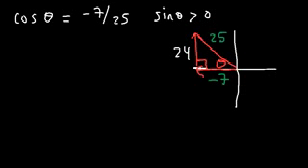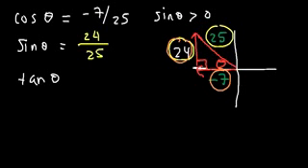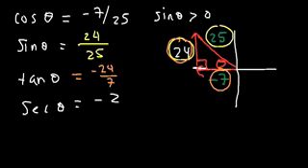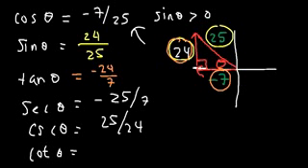So now that we have cosine, we can find everything else. Sine is opposite over hypotenuse, so it's going to be 24 over 25. Tangent is the opposite side divided by the adjacent side, so it's 24 over 7, but negative. And secant is 1 over cosine, so it's negative 25 over 7. Just flip that fraction. Cosecant is 1 over sine, so that's 25 over 24. And cotangent is the reciprocal of tangent, so that's negative 7 over 24.